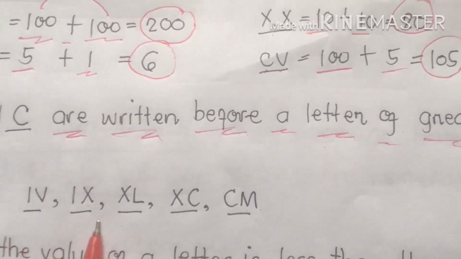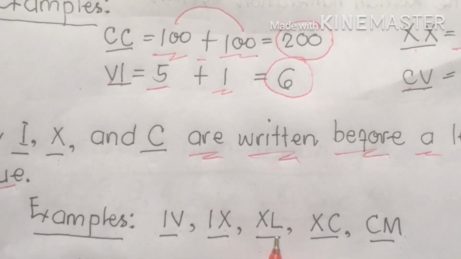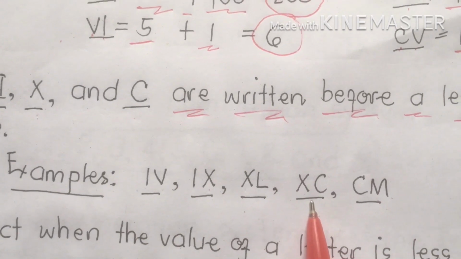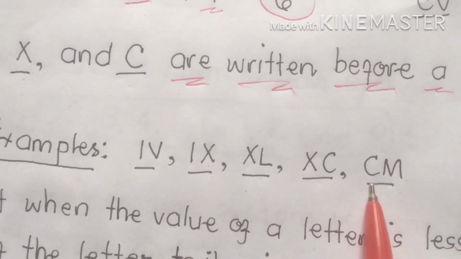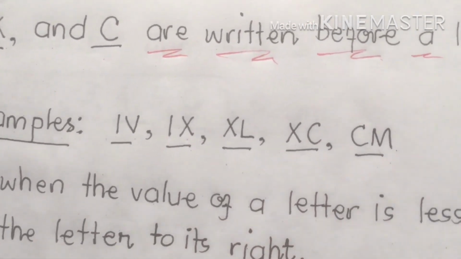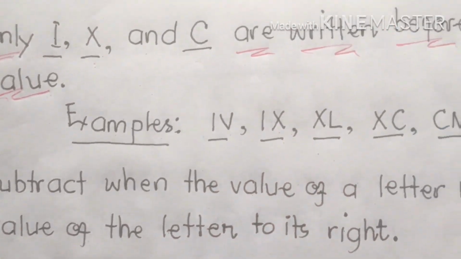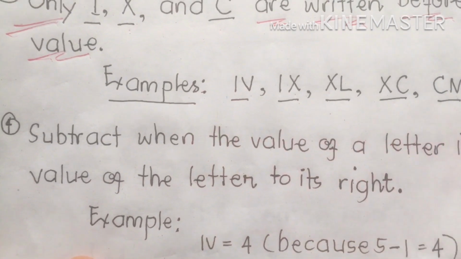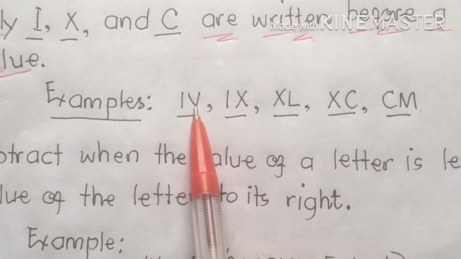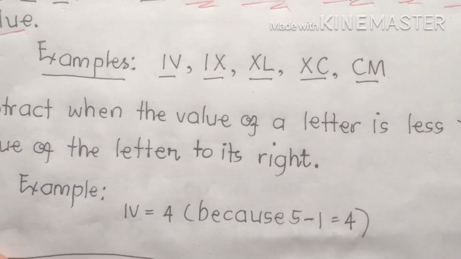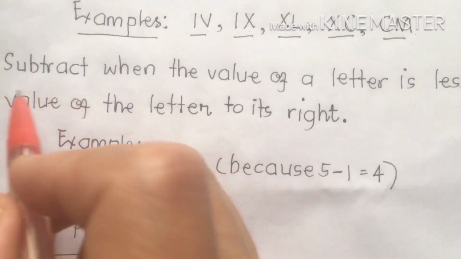We have 4, 9, this is what we call 40, this is 90, and this is 900. Okay, all we have to do here, class, these are the following examples. Later I will teach you how I'm going to read the following, what we call Arabic numeration systems.